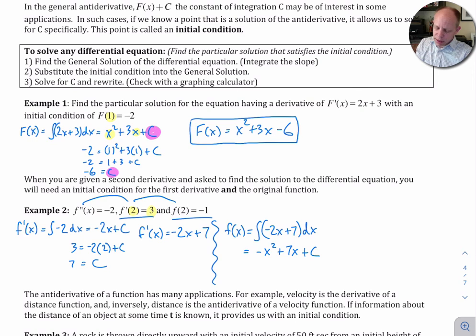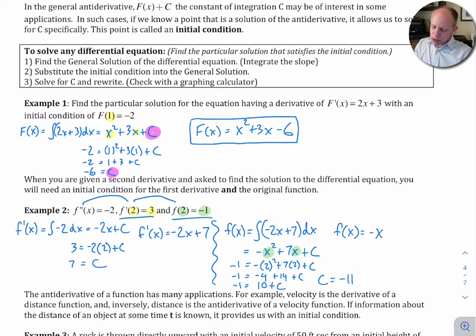Well, let's go ahead and solve for c. And in this case, I know that f at 2 equals negative 1. So I'm going to plug 2 in here and set that equal to negative 1. All right, and a little bit of solving. Watch the negative there. Negative 1 equals 10 plus c. And so c equals negative 11. And so f at x really equals negative x squared plus 7x minus 11.